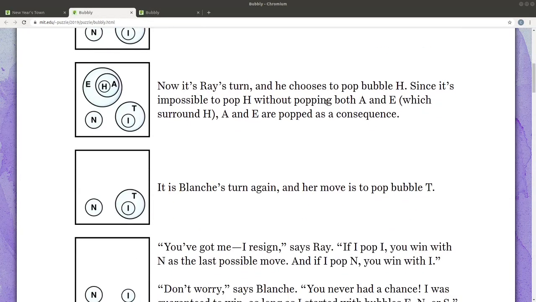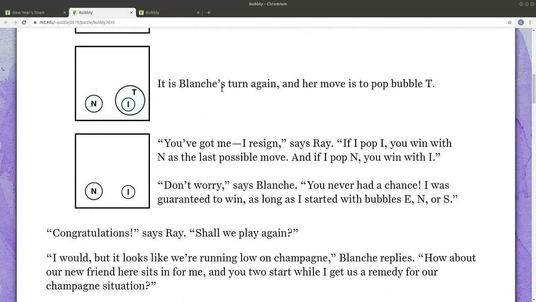Now it's Ray's turn, and he chooses to pop bubble H. Since it's impossible to pop H without popping both A and E, which surround H, A and E are popped as a consequence. So by choosing to pop H, that means that after Ray's turn, all three of bubbles H, A, and E are gone. It is Blanche's turn again, and her move is to pop bubble T. And you notice that when she pops T, I is still there after her turn.